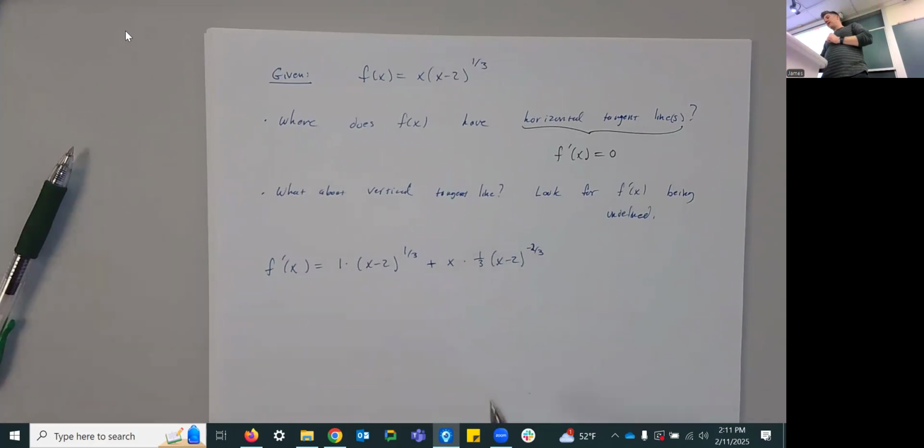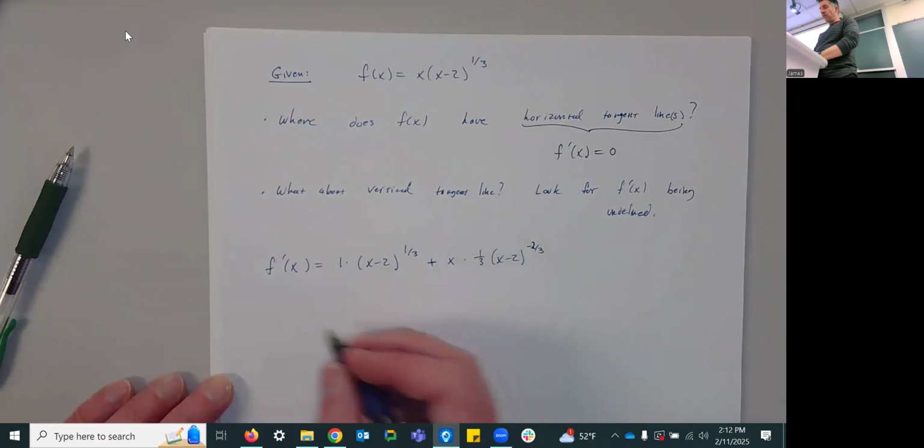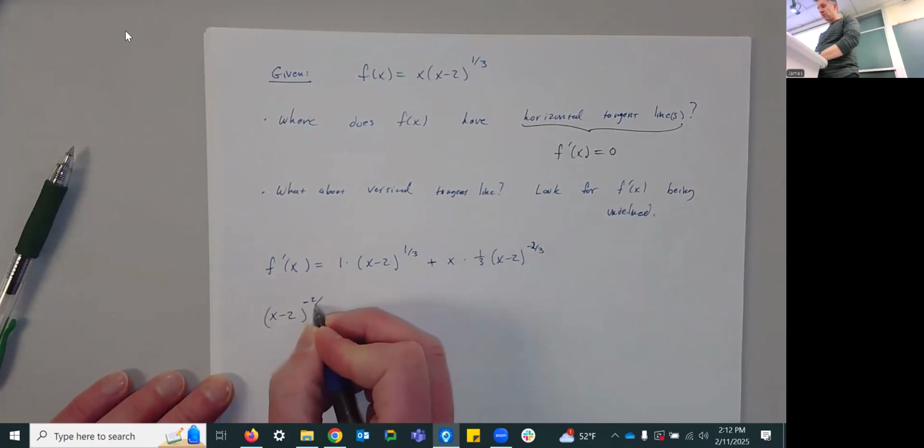Now, that said, this isn't the moment to really start looking for those things. Although one or two of them might seem obvious, like, oh yeah, if I plug in 2, both these pieces kind of go away. Although again, be super careful about 0 to a negative power. There's a couple ways to go here. I would probably try to factor out. You might try getting a common denominator if you prefer. Either way is fine. But I'm going to think about factoring out the smaller power of (x minus 2). So I'm going to factor out (x minus 2) to the negative 2/3.